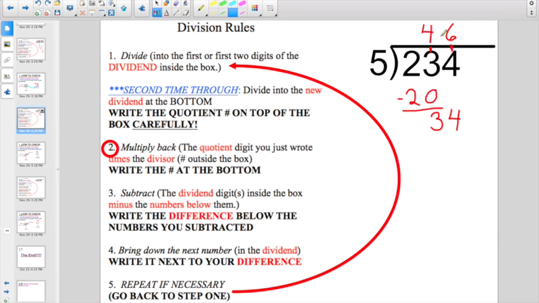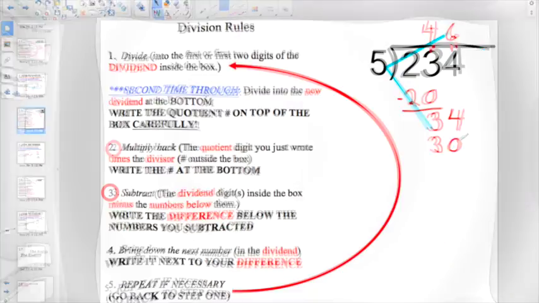I'm not worried about that 4. I'm only worried about that 6 that I just wrote, times the divisor, the number outside the box. 6 times 5 is going to give me what? I'm hoping everybody knows 6 times 5. That's going to give us 30, right? And I'm going to write the 30 right at the bottom. If you aren't caught up, hit pause and get this on your paper.